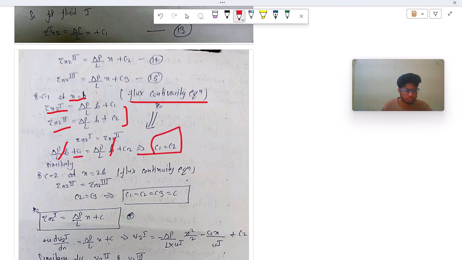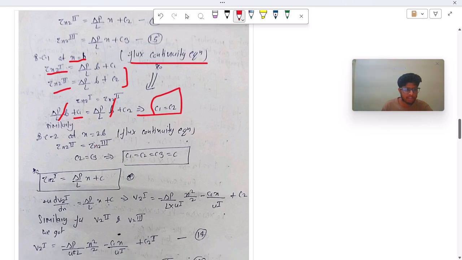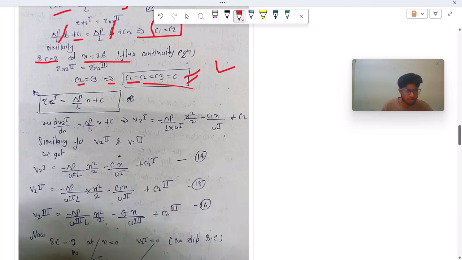Writing these and cancelling both terms, delta P by L into b, we get C1 equal to C2. Similarly, applying boundary condition 2 at x equal to 2b, here also we have the flux continuity equation. So tau xz2 equal to tau xz3, and we get C2 equal to C3. So C1 equal to C2 equal to C3. We take all three constants as a single constant C. So our equation reduces to tau xz equal to delta P upon L into x plus C.